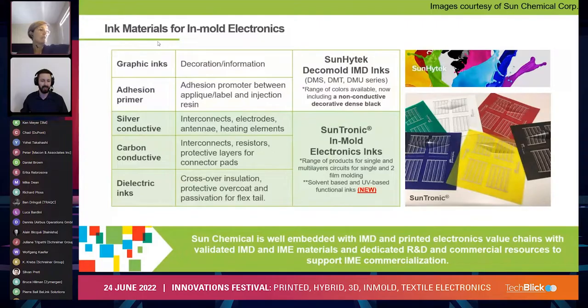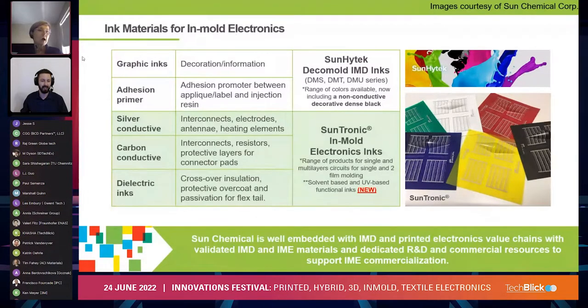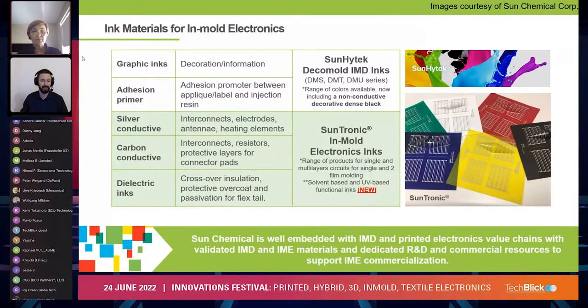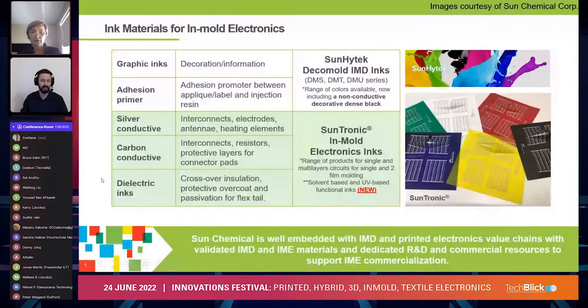From the functional inks, we offer conductive inks, silver conductive inks that are used for interconnects, electrodes, antenna, heating elements. Carbon conductive inks, either interconnects or resistors. Our carbon can also be formable. Carbon also serves as a protective layer for connector pads. The dielectric inks certainly serve as crossover insulation, protective overcoats, and passivation for the tails that are coming out of the plastic parts.